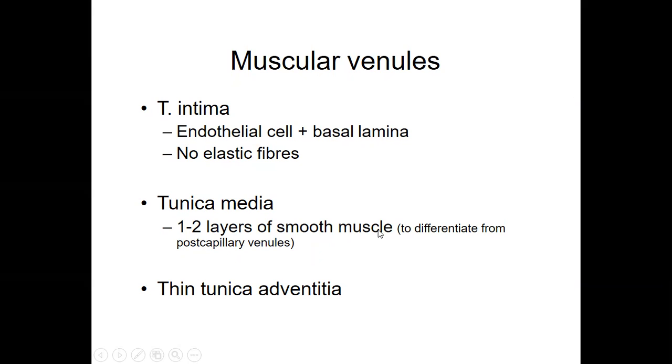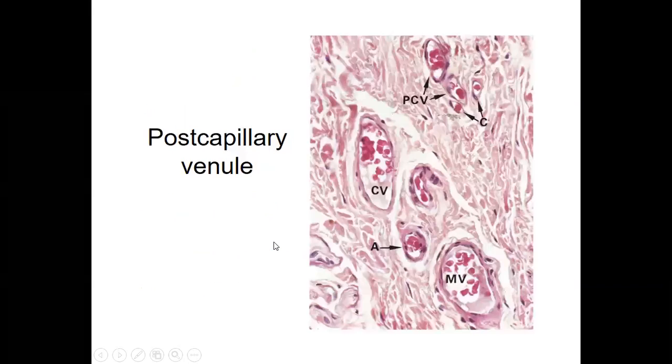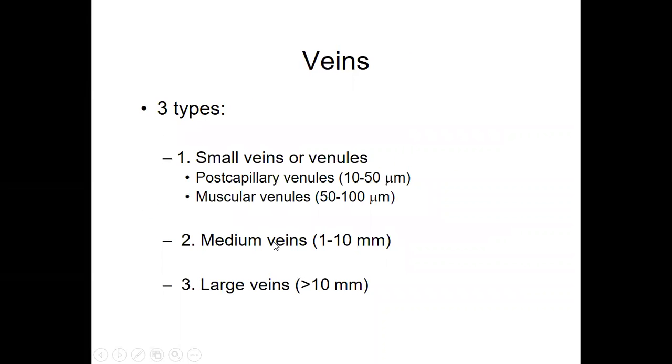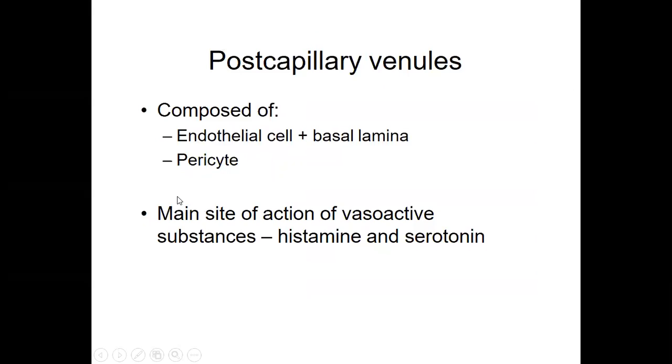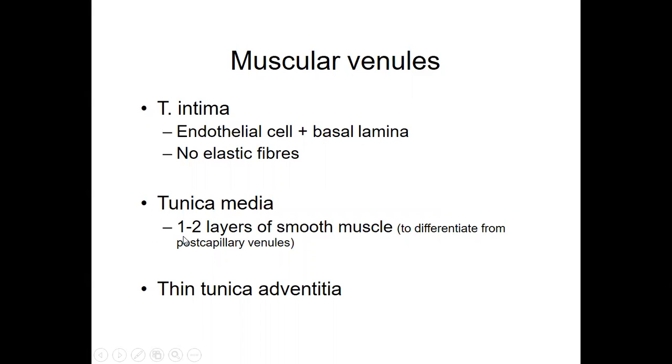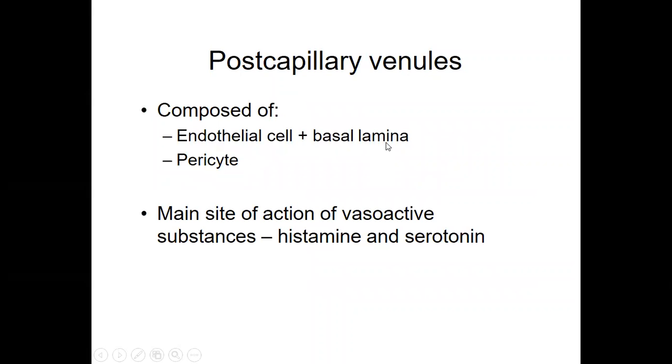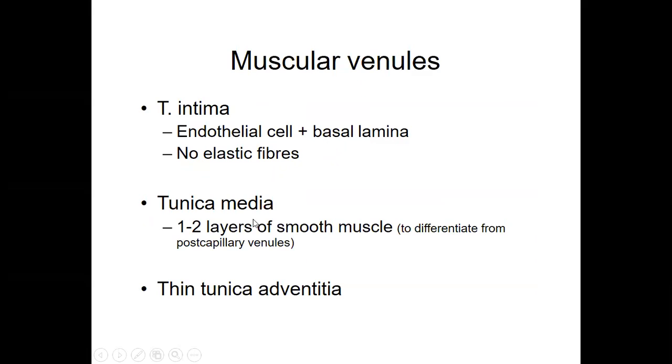If we want to differentiate from the post-capillary venule, how do we differentiate? Here in the tunica media, we have 1 to 2 layers of smooth muscle, but it seems that the post-capillary venule does not have smooth muscle. And thin tunica adventitia. That is the characteristic of the muscular venule.